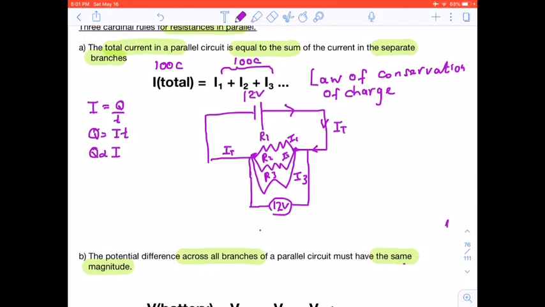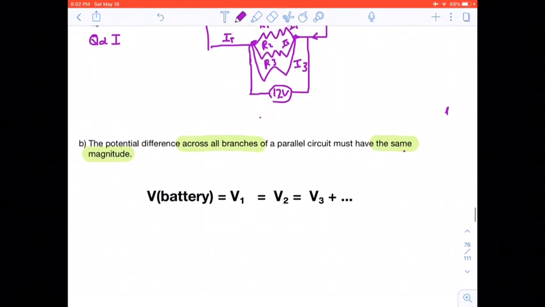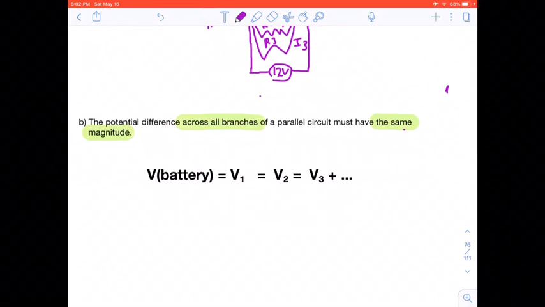But the circuit current is subdivided, but the total sum in the branches is equal to the circuit current, right? And how much current goes into each branch depends on what the resistances in that particular branch are. If they all have equal resistances, then we would expect the current to divide equally among the resistances.